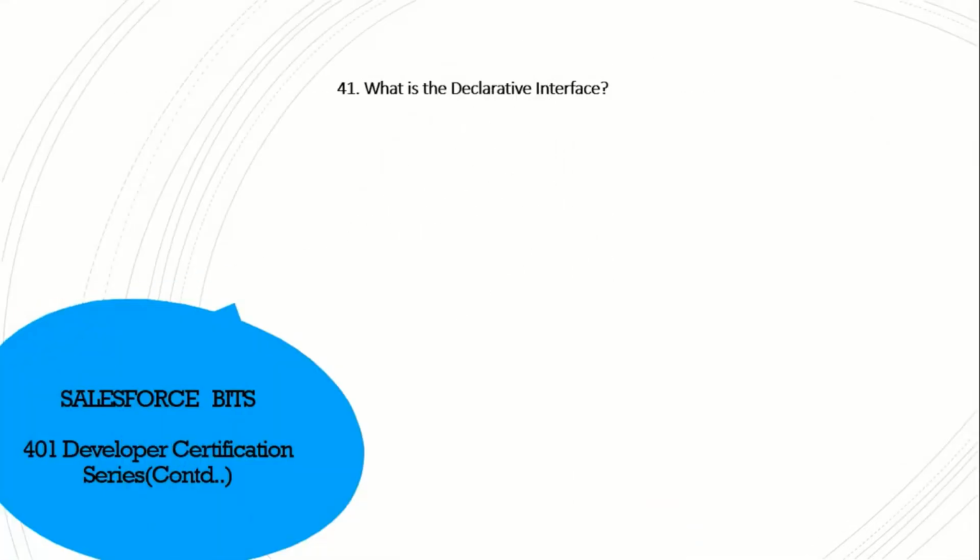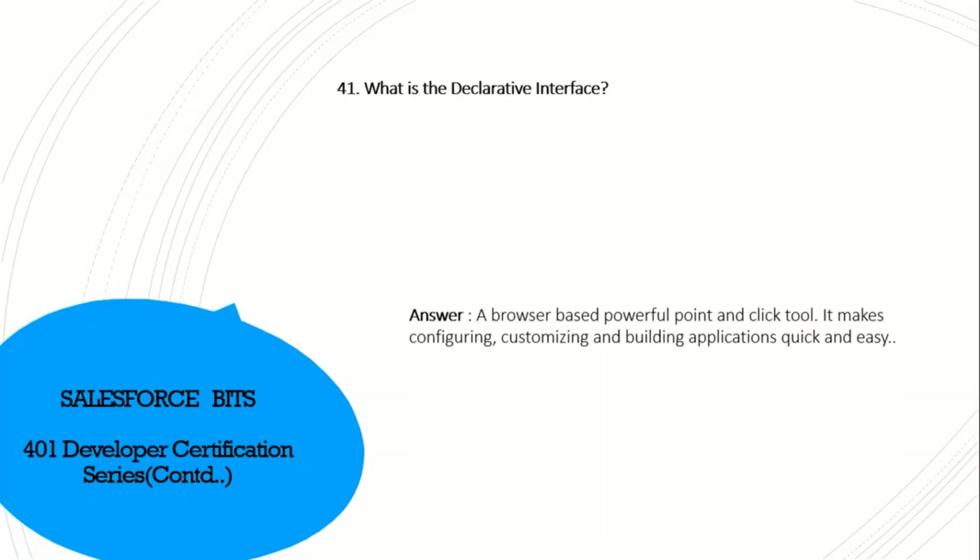What is a declarative interface? It's nothing but a point and click tool. Basically, you don't have to do any coding. All your requirements or any functionality can be achieved in a point and click tool. It makes configuring, customizing, and building applications quick and easy.